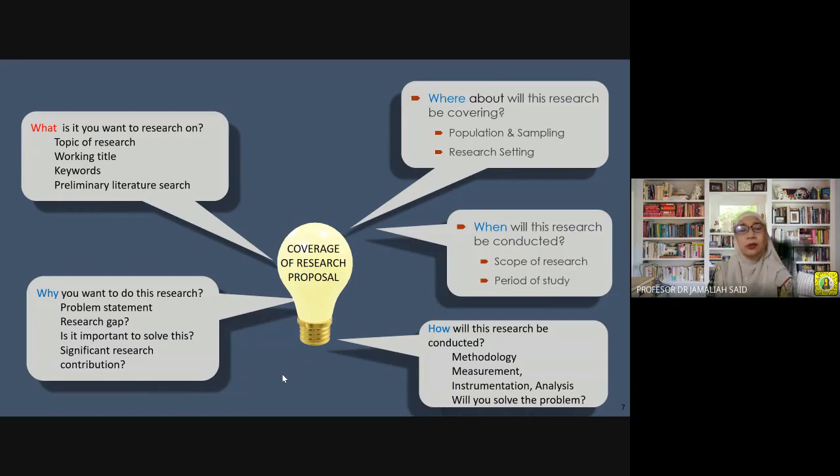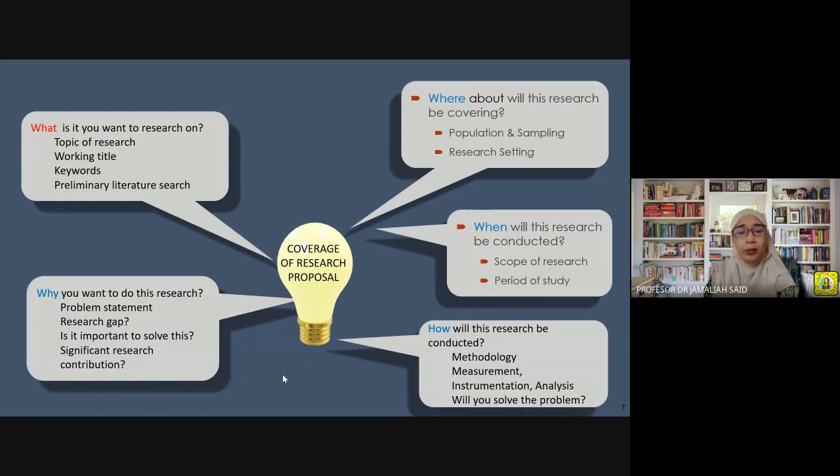The next thing is why. Why do you want to study CSR? What is so significant about CSR? Why do you want to study fraud? What is the problem with having fraud? Why do you want to study COVID? Like the examples I gave you just now, why do you want to study economic growth?